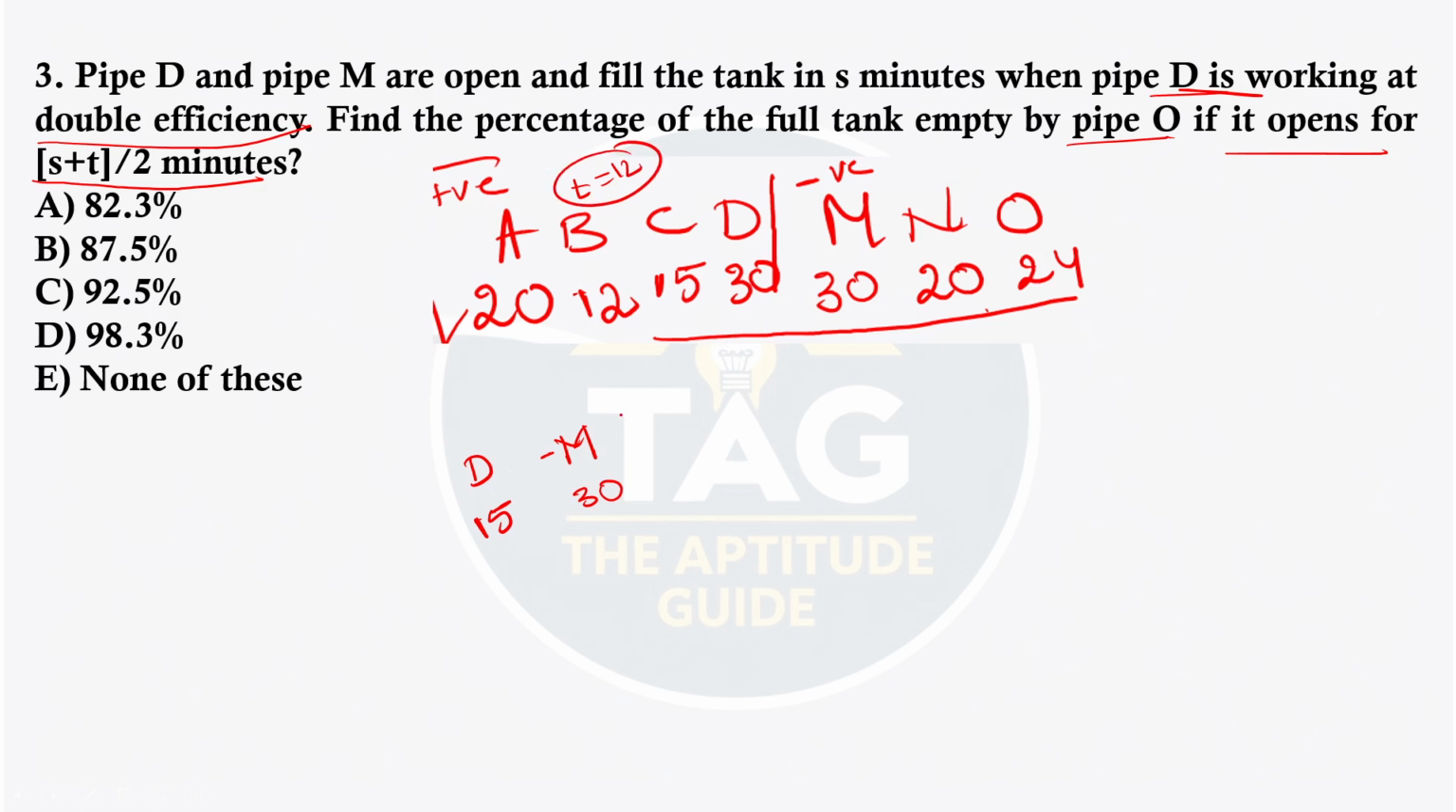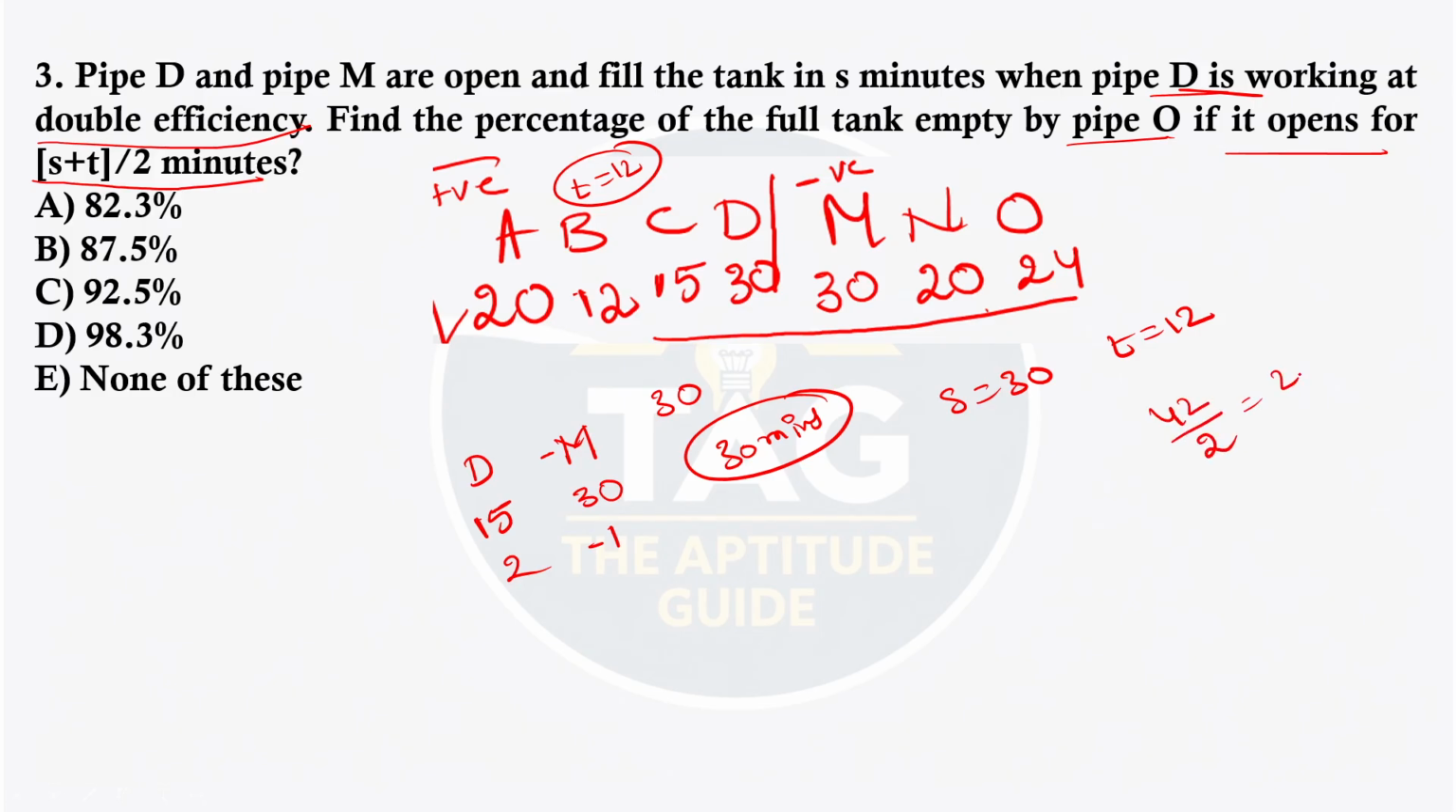Okay. Now we need to find the value of S. D and M can fill the tank in S minutes. So the LCM of these two is 30. It's 2, it's 1. So 1 unit in 1 minute. So they take 30 minutes to fill the tank. So S is 30, T is 12. Find the percentage of full tank emptied by pipe O in S plus T by 2 minutes. S plus T is 42, S plus T by 2 is 26 minutes.